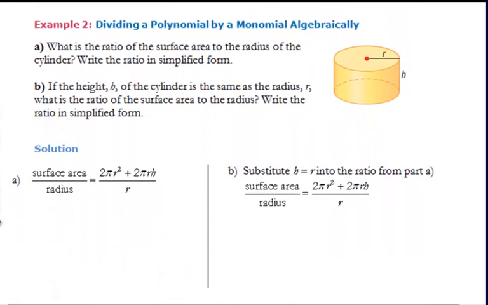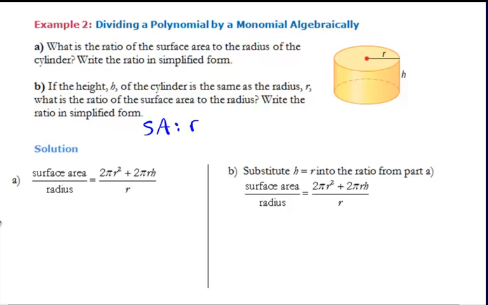The next example, dividing a polynomial by a monomial algebraically. Question A, and I'm just going to work through one question at a time. So what is the ratio of the surface area to the radius of the cylinder? Write the ratio in simplest terms. Okay, we need to remember that a ratio can be written like this. Surface area to radius, that's my ratio.